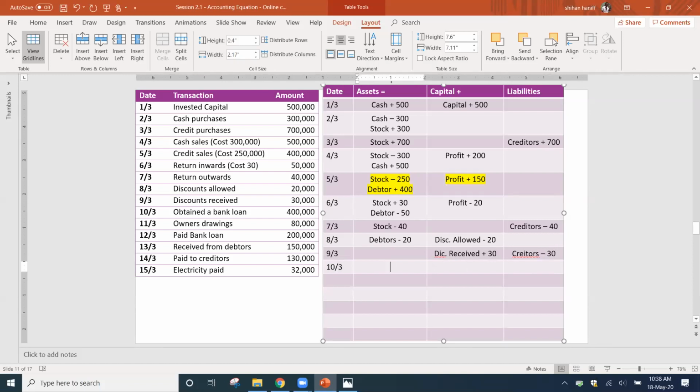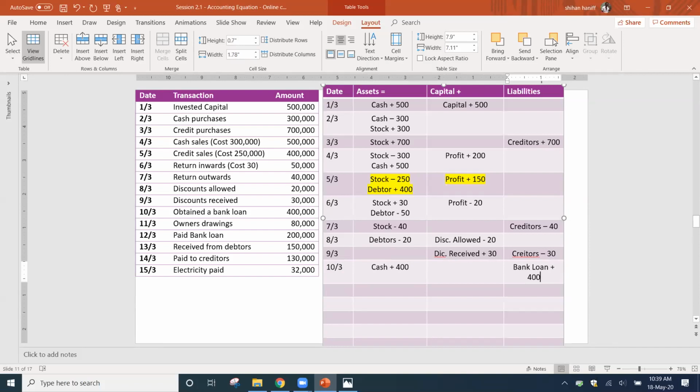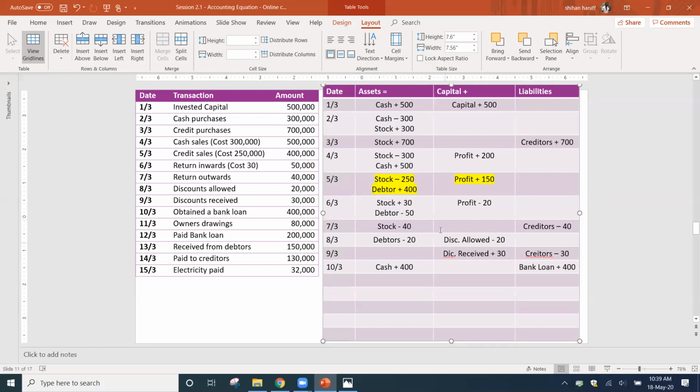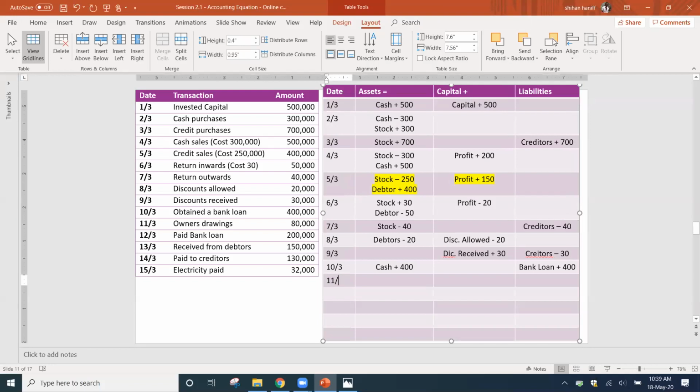10th March, obtain the bank loan. So cash will increase by 400. Bank loan liability will increase by 400. Then owner's drawings: cash will be minus 80. Capital will be minus 80.